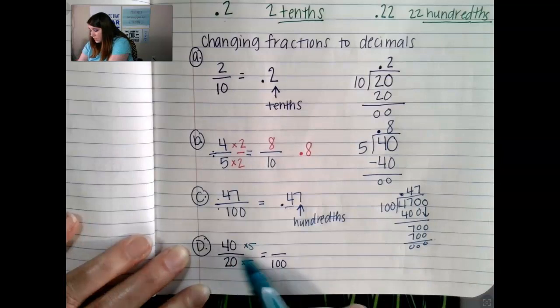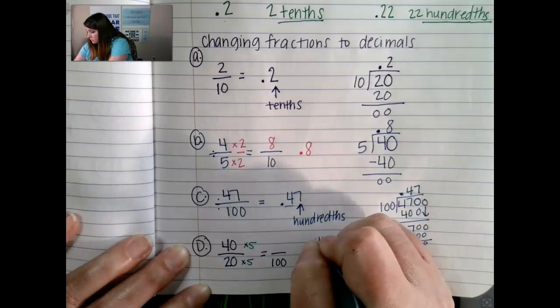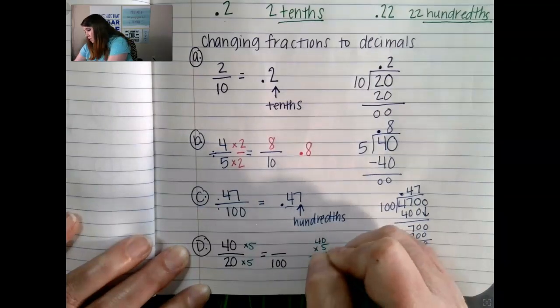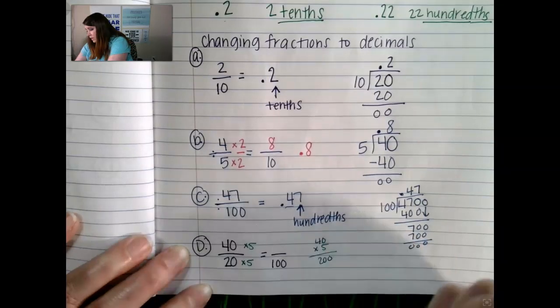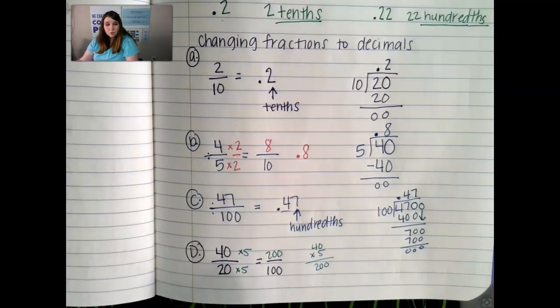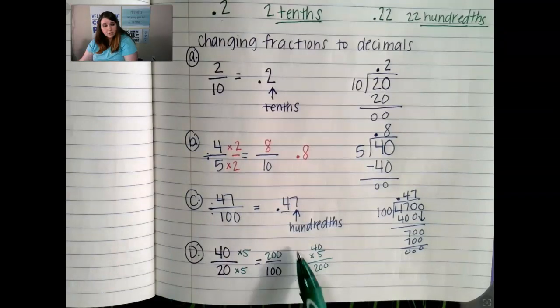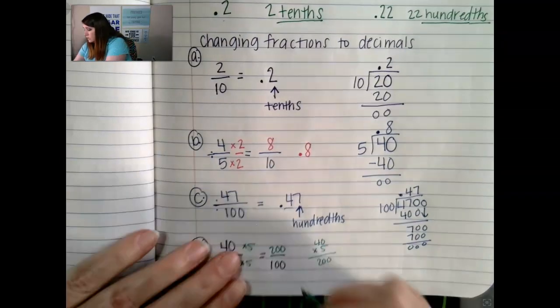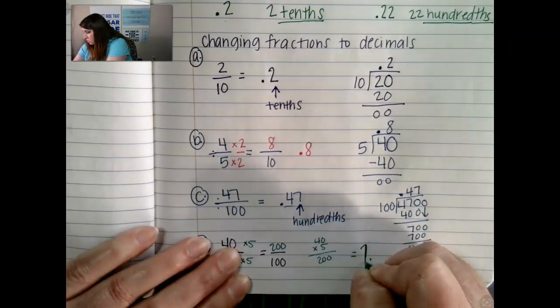Well, 40 times 5 gives me, that's a 0 and that is 20, so that gives me 200. Well, that's the same as 200 over 100. So 200 hundredths, or 2 wholes. Because if I were to look at this, I have 100 over 100 is a whole and 100 over 100 is a whole. So this is equal to 2 wholes.